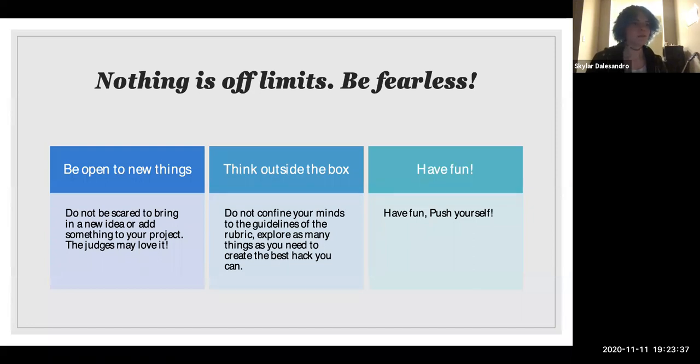I'm not going to say to put everything in the actual project, but don't be afraid to keep other ideas in the back of your mind that you can pull out whenever you need to. Think outside the box. Do not confine your minds to the guidelines of the rubric. Explore as many things as you need to create the best hack you can.